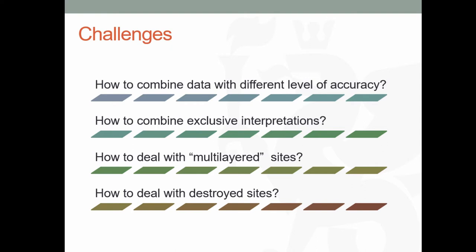Another thing: what should we do with multi-layered sites, those sandwich type sites, when in the same area you have a lot of layers, a lot of contexts, and you have to build a Harris matrix for each part of the site? What should you do with this type of data? And yes, what should you do with destroyed sites?